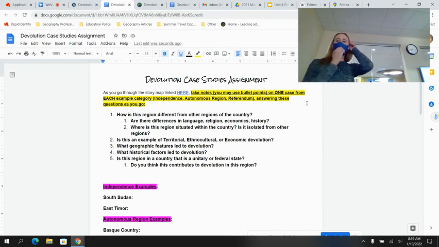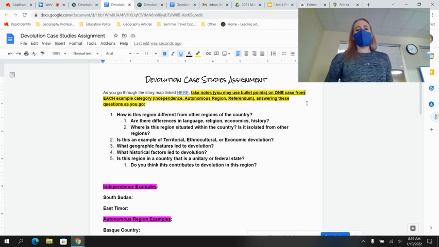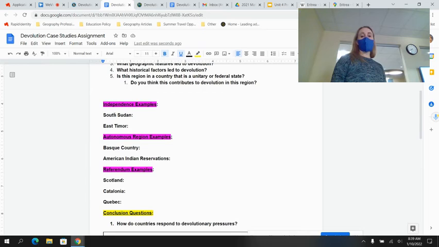Okay. So you're going to choose one case from each example category. There are 3 example categories. The example categories are in pink or purple or whatever you want to call that. There are 2 independence examples, 2 autonomous region examples, and 3 referendum examples. You're going to look at these examples and choose one from each category. So how many are you doing total? 3. Good. You're going to do 3 total.